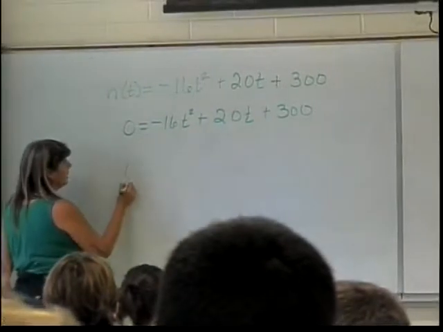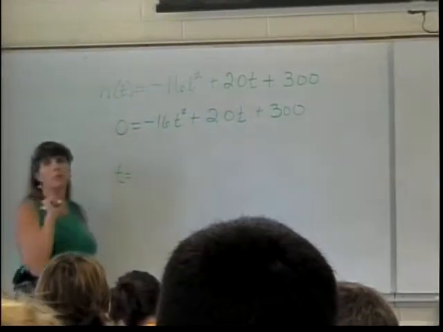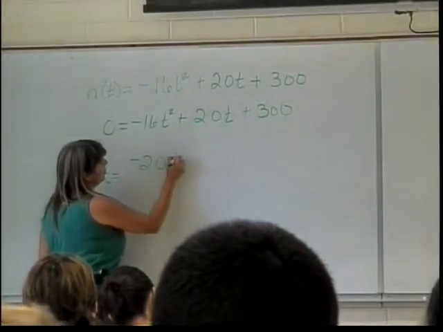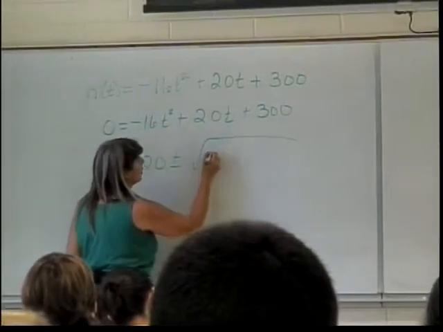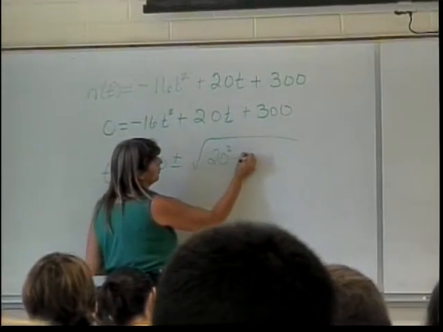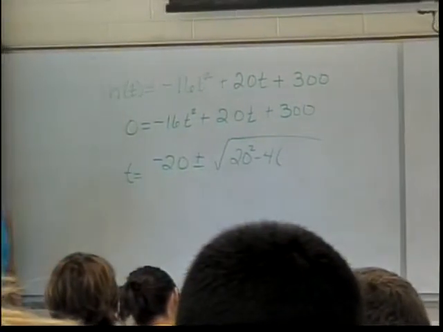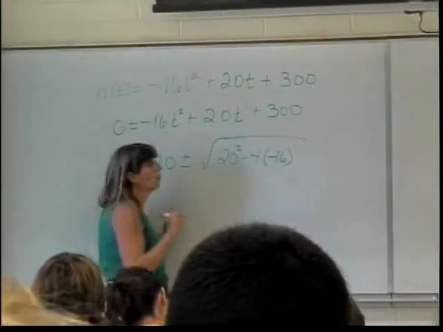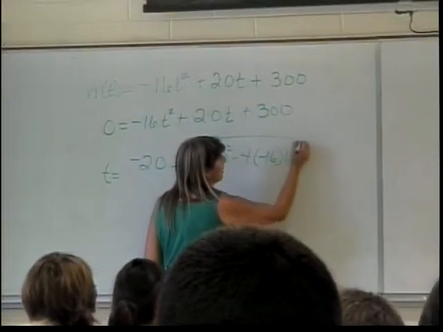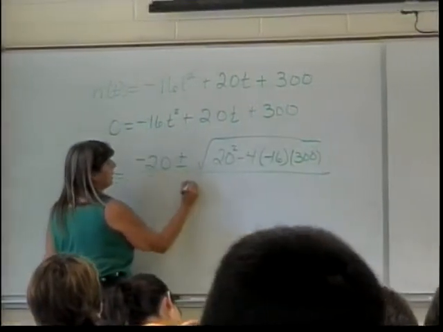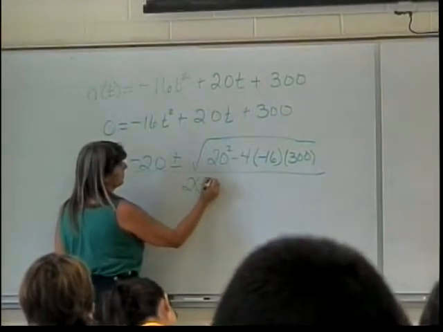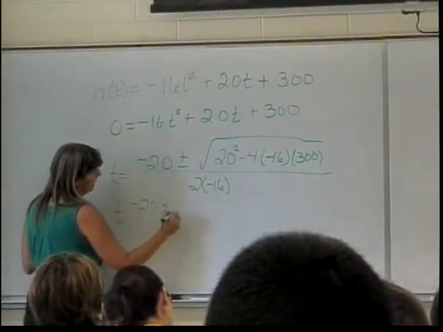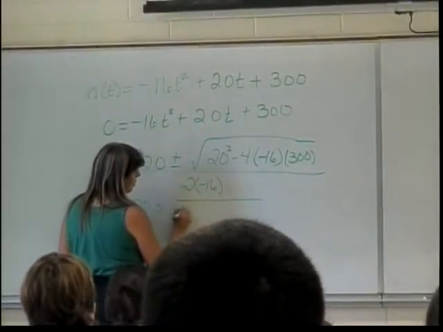So that will give me, t will be negative b. What's b here? 20. So it'll be negative 20 plus or minus the square root of b squared, so 20 squared, minus 4 times a, which is negative 16, times c, which is 300, all divided by 2 times a, which is negative 16. So I have negative 20 plus or minus the square root of 400.